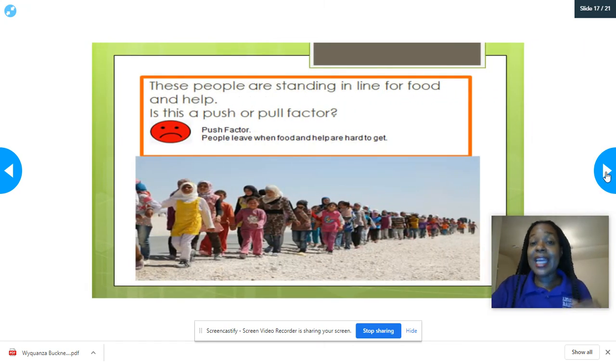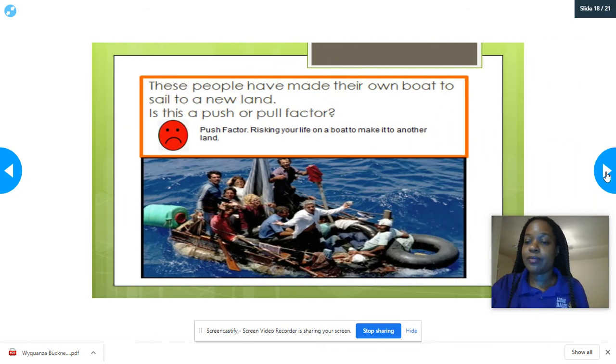All right, people standing in line for food and help. Is that a push factor or a pull factor? It's a push factor. I don't want to stand in line for food. I want to go and buy my own food, but there's no food in the land. So I have to go and push out of that area and find somewhere to get some food.